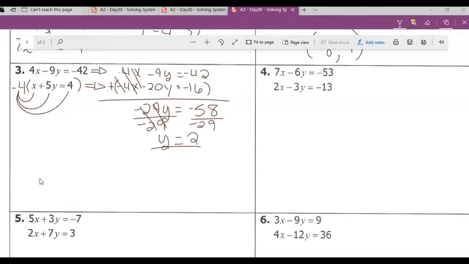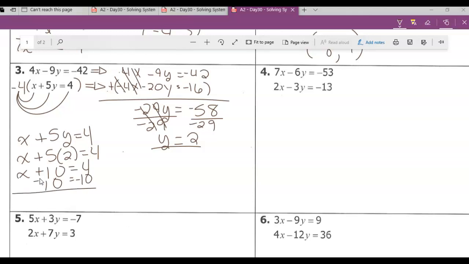So there's my y answer, but now I need my x answer. I'll go ahead and take the second equation that I had before I changed it, x plus 5y equals 4, and I'll plug in the y value that I got. So x plus 5 times 2 equals 4. I get x plus 10 equals 4. So I'll subtract 10 from both sides. The x falls down, which is what I want. This cancels out. And I'm left with 4 minus 10, which is negative 6. So my solution is when x is negative 6, my y value is 2. At negative 6, 2, these two lines will cross.